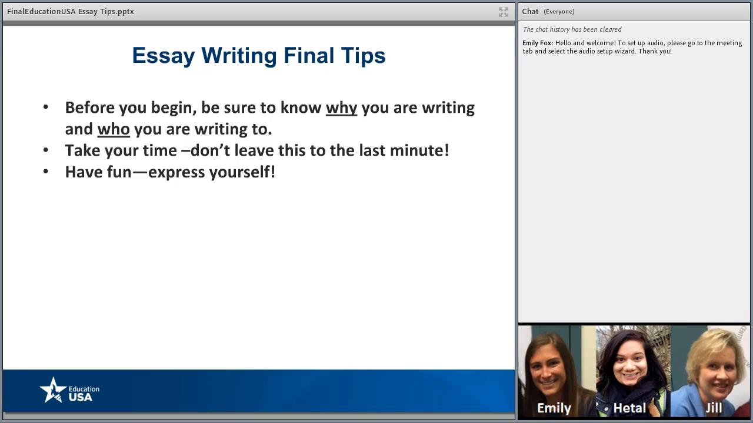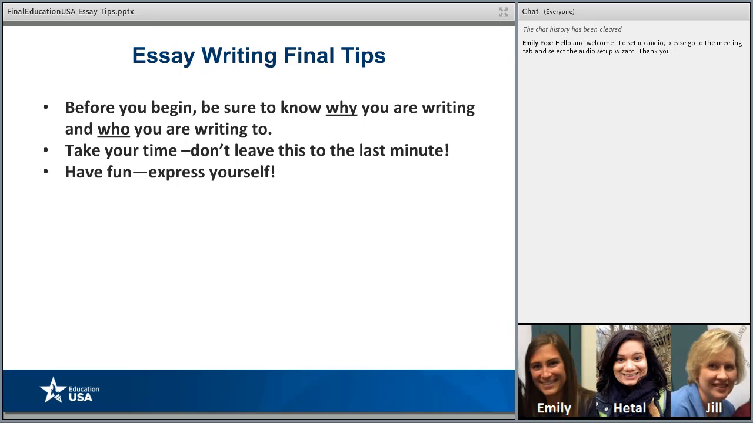So you can't really leave writing to the last minute. And it's easy to do that, right? If you have other classes and other things going on. So don't try to do everything at one time. Spread it out over the course of a couple days or a week or two if you have that amount of time, and work on it a little bit every day.